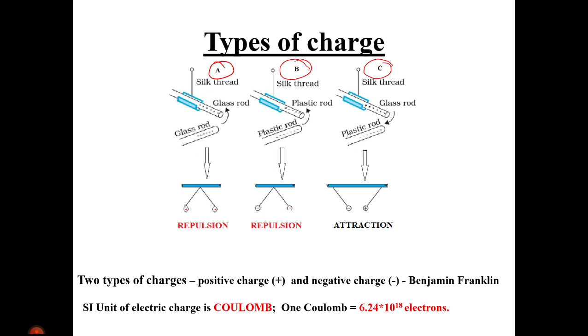So we can basically say that there are two types of charges, that is positive charge and negative charge, introduced by the scientist Benjamin Franklin. The SI unit of electric charge is the coulomb, and 1 coulomb is equal to 6.24 into 10 raised to 18 electrons.